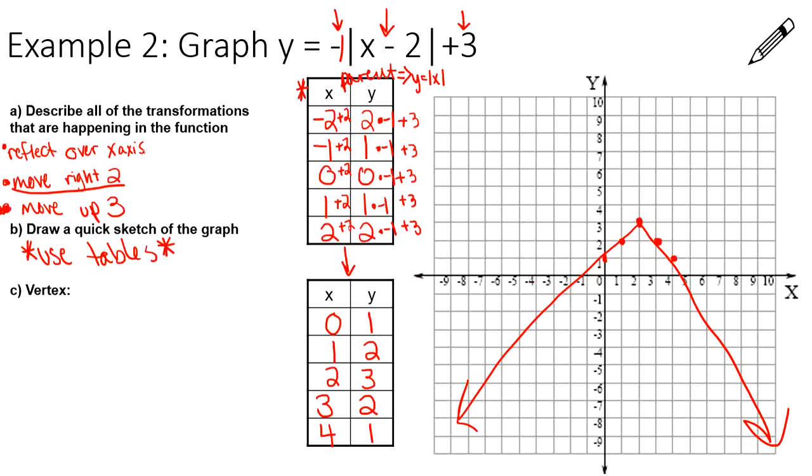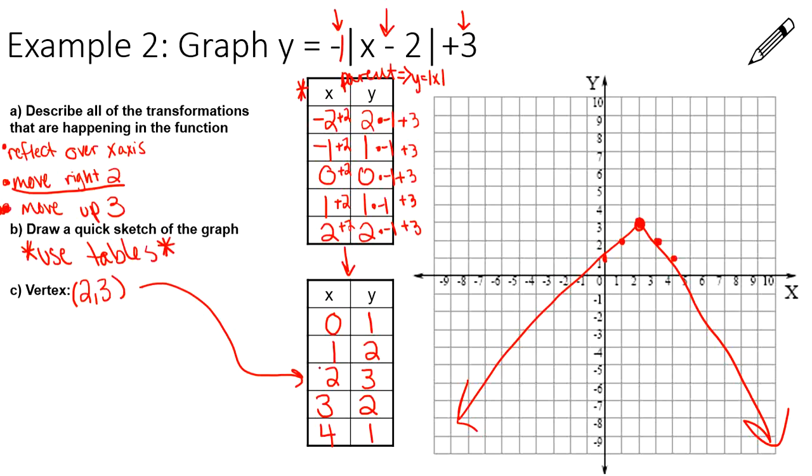And if we go back to our description, we said it's going to reflect over the x-axis, which it did. It's opening down now. That original vertex of my parent function moved to the right 2, and it moved up 3 to get to this vertex point. My last question is, what is the ordered pair of that vertex? It's going to be (2, 3), which is always going to be the middle ordered pair in the table that we end with. Okay, so that is how we are going to graph absolute value functions.